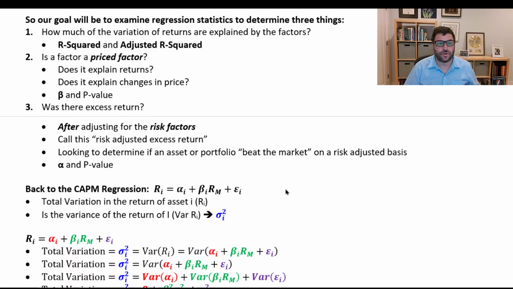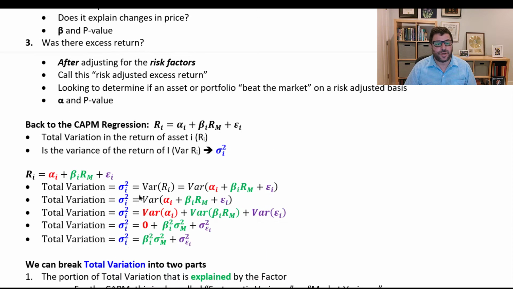So we have three goals looking at the regression statistics. The first is to figure out how much of the variation of the asset or portfolio's returns are explained by the factors. Do that looking at the R squared and the adjusted R squared. Then we'll look at whether or not the factor that we chose actually explains returns. Is it a priced factor? We'll look at beta and the p-value, and then we'll look at whether or not there was excess return. Did this portfolio or this asset really beat the market on a risk-adjusted basis? And we'll look at the alpha and the p-value.